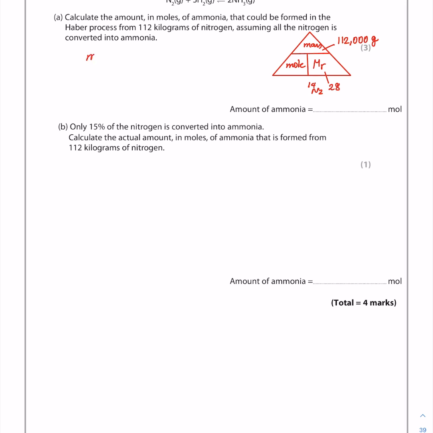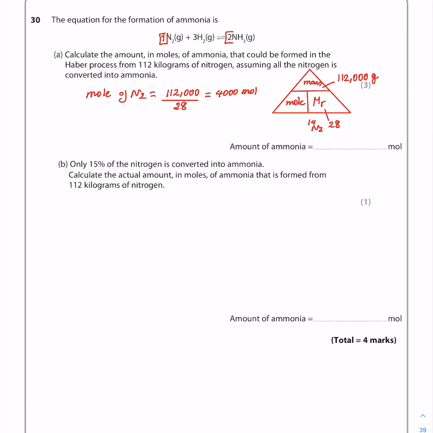يبقى هنا عشان أجيب المولز of nitrogen أعمل 112,000 over 28، ده يديني 4,000 مول. طيب بعد كده الريشيو بين النيتروجين والامونيا 1 to 2، يبقى المفروض المولز اوف امونيا اللي تطلع قد ايه؟ equals المولز اوف نيتروجين اللي احنا مطلعينها 4,000 times 2 عشان الامونيا دبل النيتروجين. 4,000 times 2 equals 8,000 مول. يبقى الamount of ammonia is equal to 8,000 مول. دي كده الثيوريتيكال yield of ammonia بالمولز.